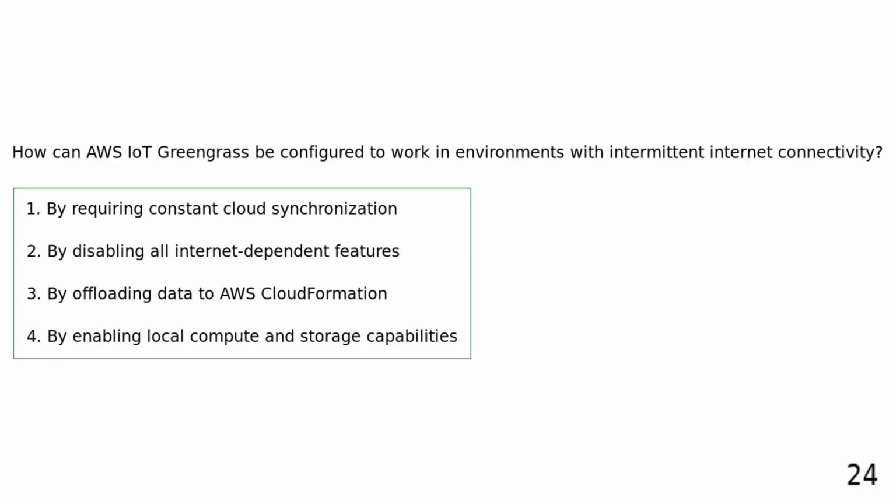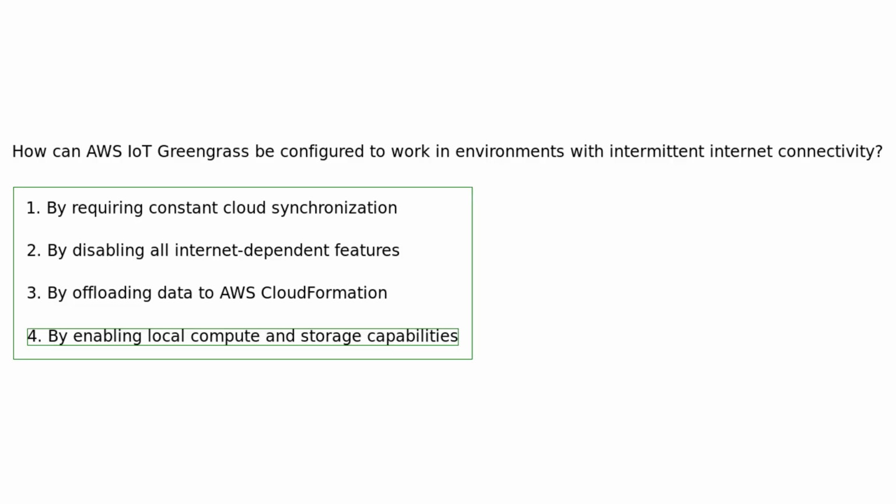How can AWS IoT Greengrass be configured to work in environments with intermittent internet connectivity? By requiring constant cloud synchronization. By disabling all internet-dependent features. By offloading data to AWS CloudFormation. By enabling local compute and storage capabilities. Local compute and storage capabilities allow devices to function even without a consistent internet connection.